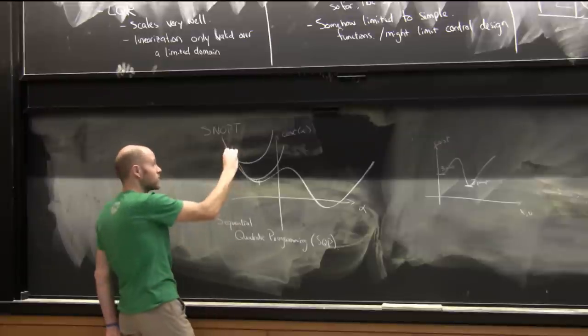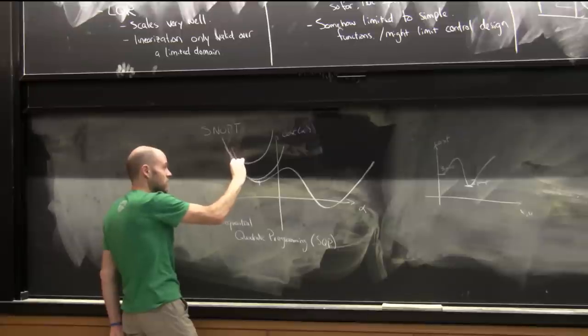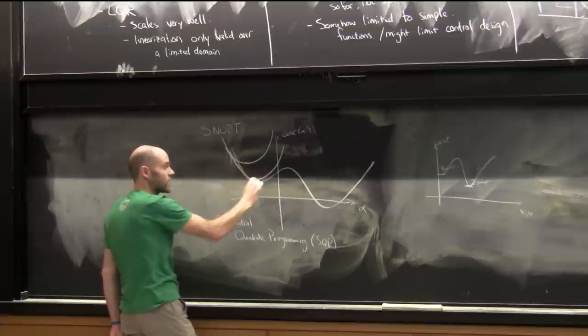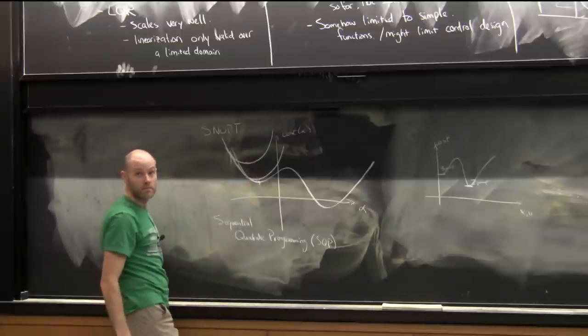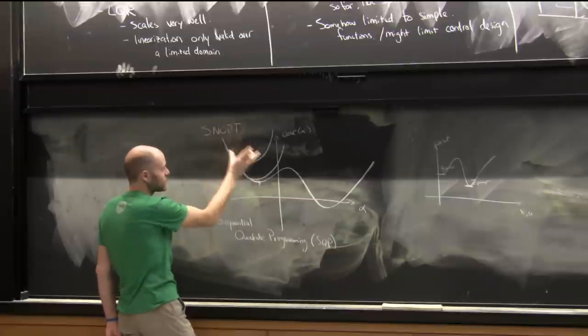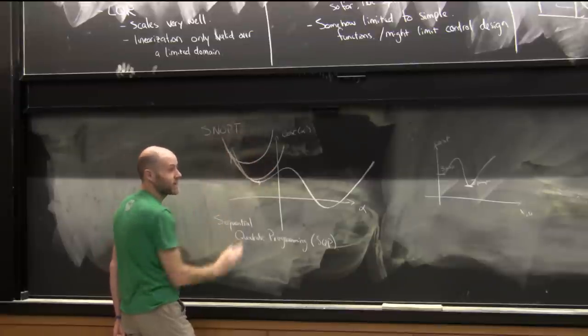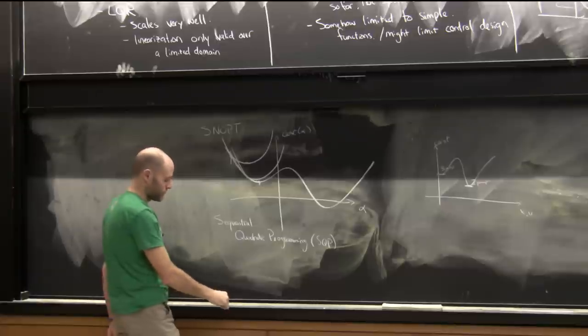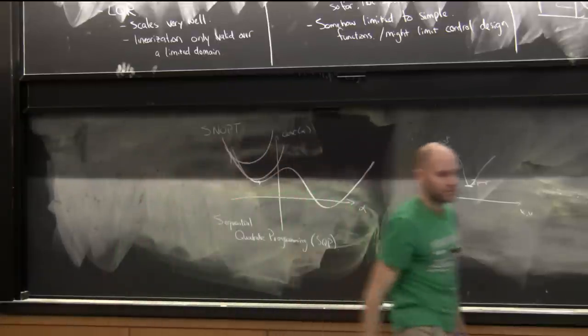An alternative is just to do first order gradient descent, where you take the derivative and you go downhill, but that can take longer to get to the same local minima. Okay? So SNOPT is a second order method that goes bam, bam, bam, and handles constraints. But it can get stuck in local minima.